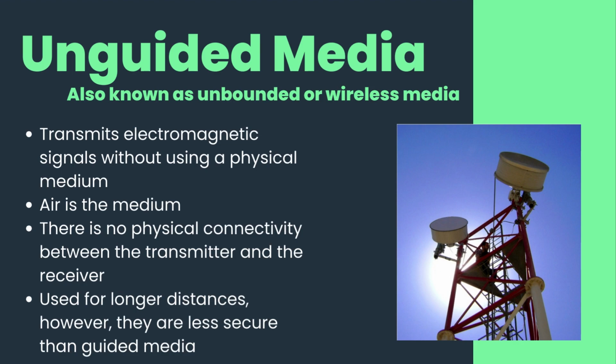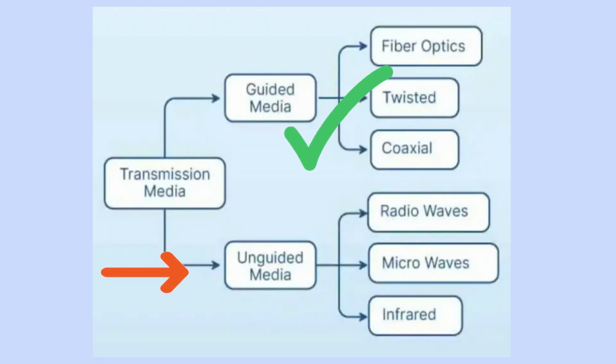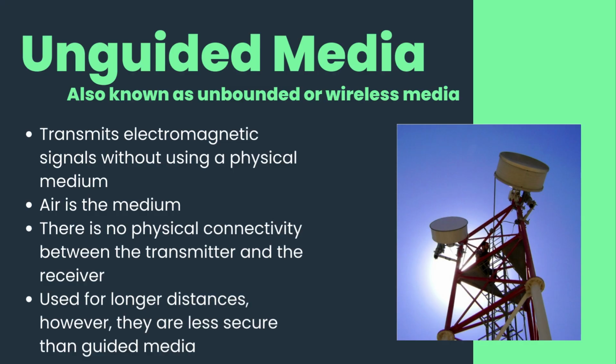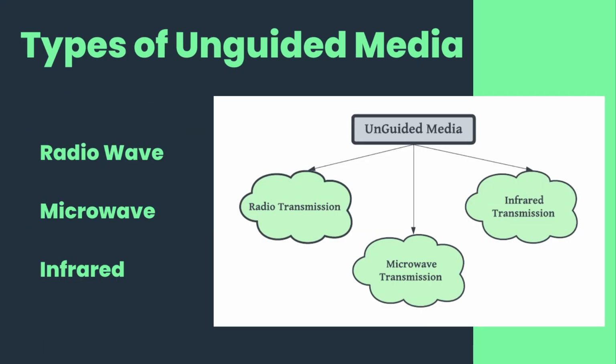There's no physical connectivity between the transmitter and the receiver, and these types of transmission media are used for longer distances where the cabling is difficult. However, they are less secure than the guided media. And there are three main types of wireless transmission media, as mentioned in the previous diagram: radio waves, microwaves, and infrared. These are the three unguided media.